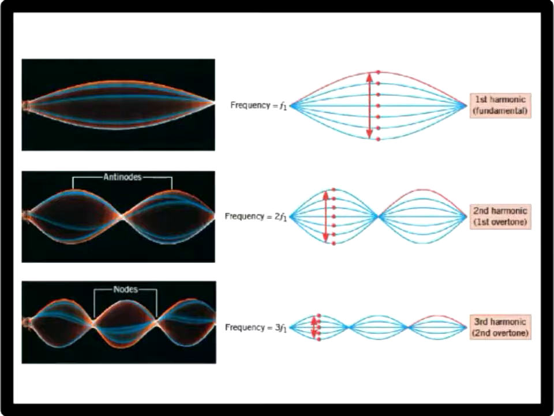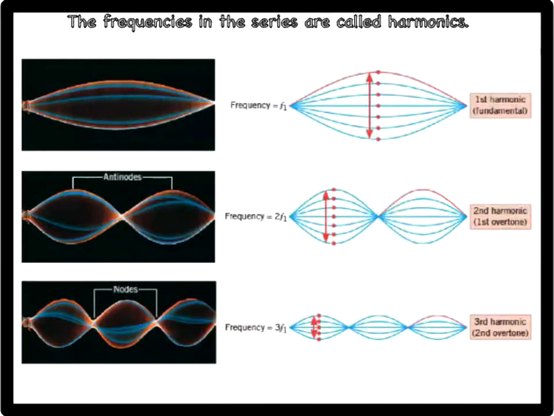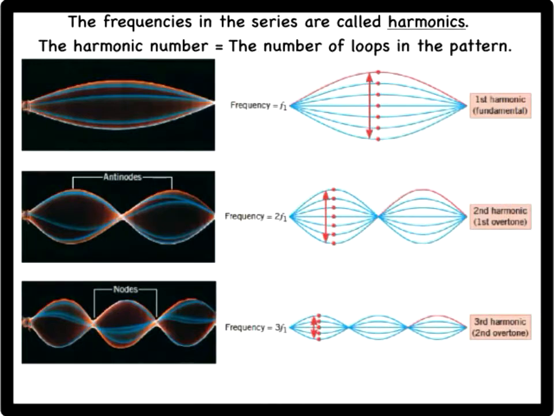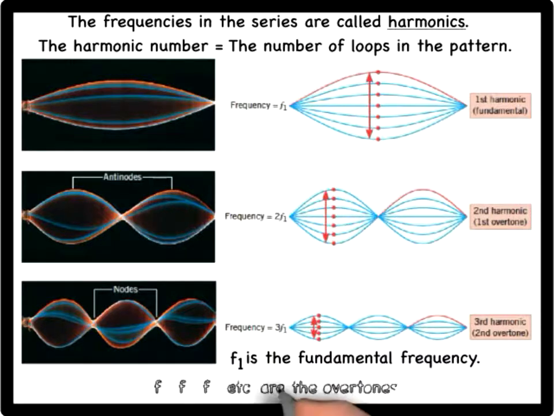The frequencies in this series, f1, 2f1, 3f1, etc., are called harmonics. The lowest frequency f1 is called the first harmonic, and the higher frequencies are designated as the second harmonic, 2f1, the third harmonic, 3f1, and so forth. The harmonic number, first, second, third, etc., corresponds to the number of loops in the standing wave pattern. The frequencies in this series are also referred to as the fundamental frequency, the first overtone, the second overtone, and so on. Thus, frequencies above the fundamental are overtones.